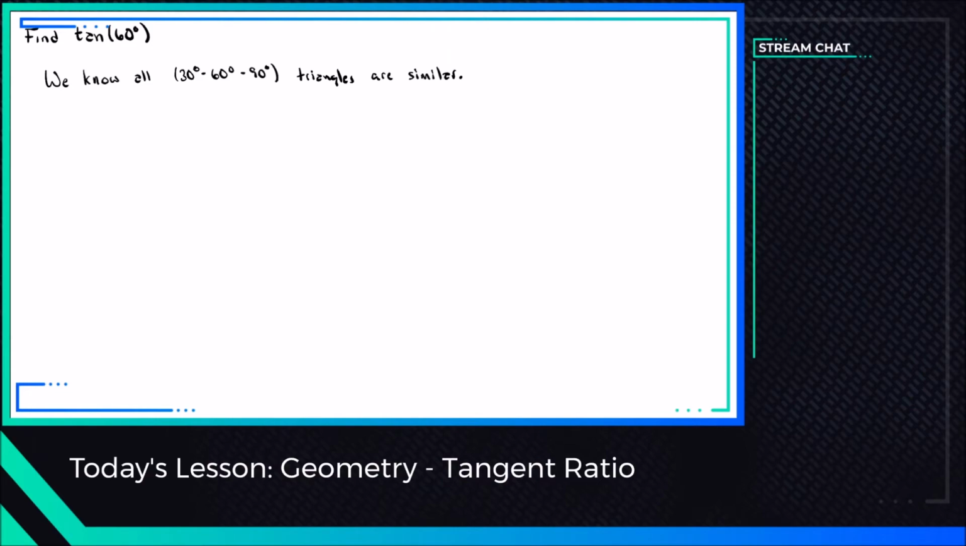Sophia, the app that I use for the calculator is the Desmos Scientific Calculator.